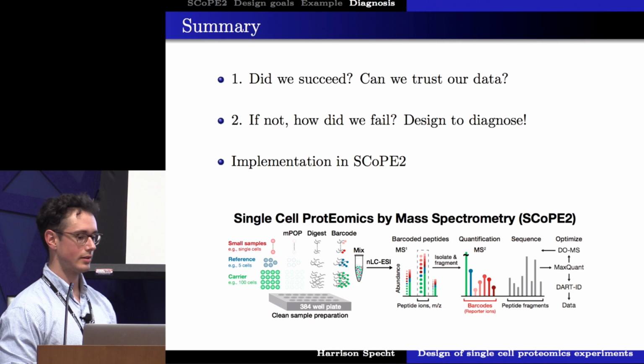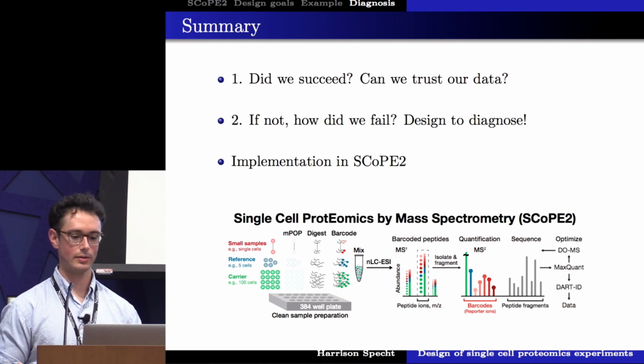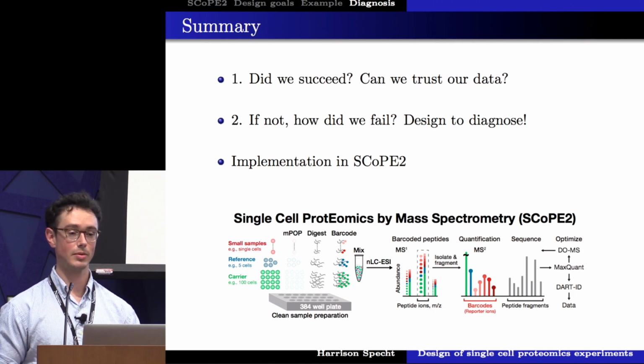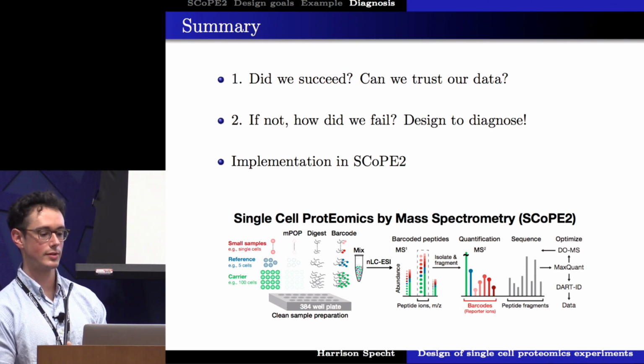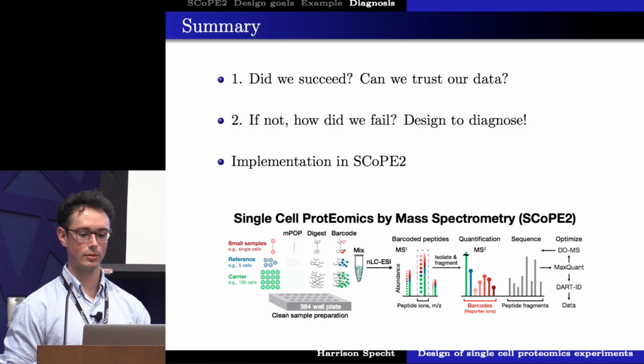So in summary, we talked about the 2 design principles that we want to keep in mind when designing SCoPE2 sets. We want to figure out if we succeeded, if we can trust our data, and if not, how can we include lots of controls to figure out where we failed.